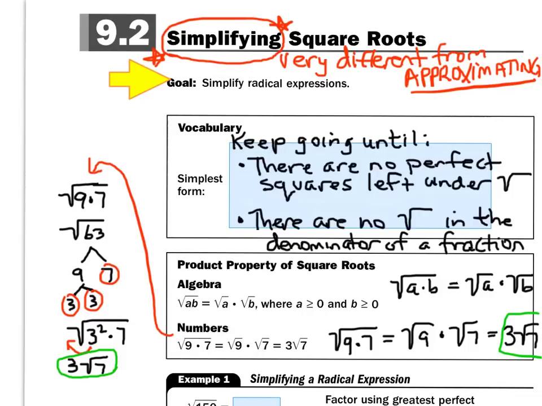Now, here's the deal, though. When I tried to show this the first time I taught this, I showed it the way the book wanted me to show it, and my students didn't really get it. So let me show you another way here in the margin.